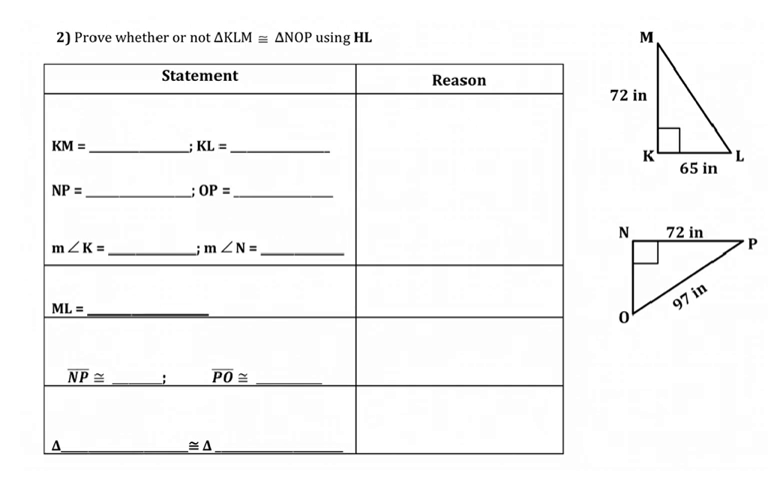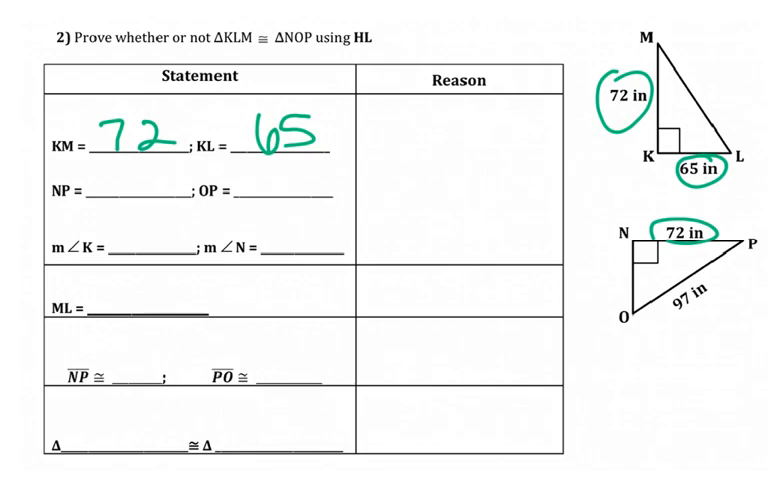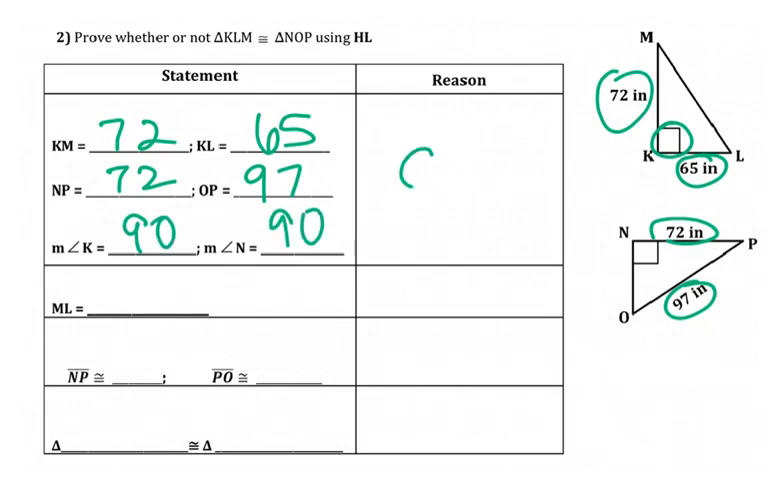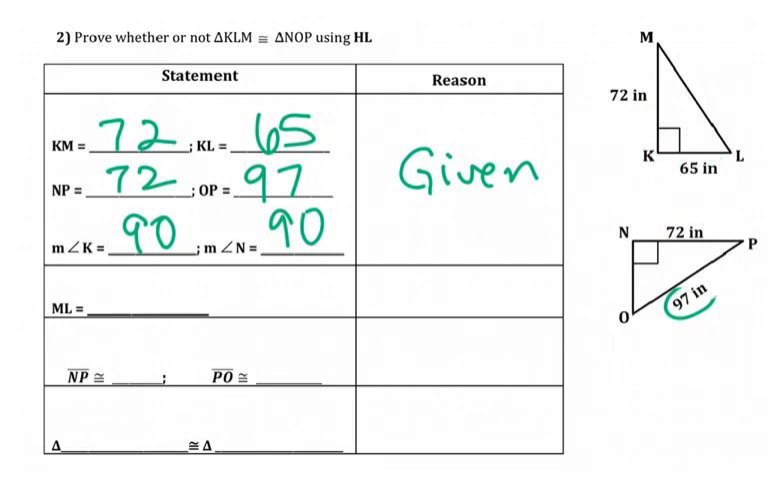So KM is equal to, look at your picture, KM, it was given. No work involved there. KL, given. NP, given. OP, given. The measure of angle K, given. The measure of angle N, given. All of that is given. I didn't have to calculate anything or think about anything. It was all right there.